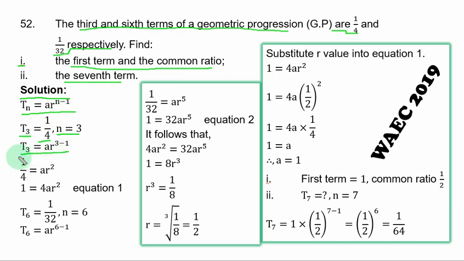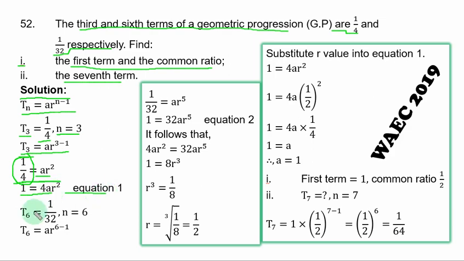The third term is 1/4 and it is equal to a r squared. 3 minus 1, that is 2. Multiply through by 4 to clear the fraction. You have 1 equal to 4a r squared. Let's call that equation 1.